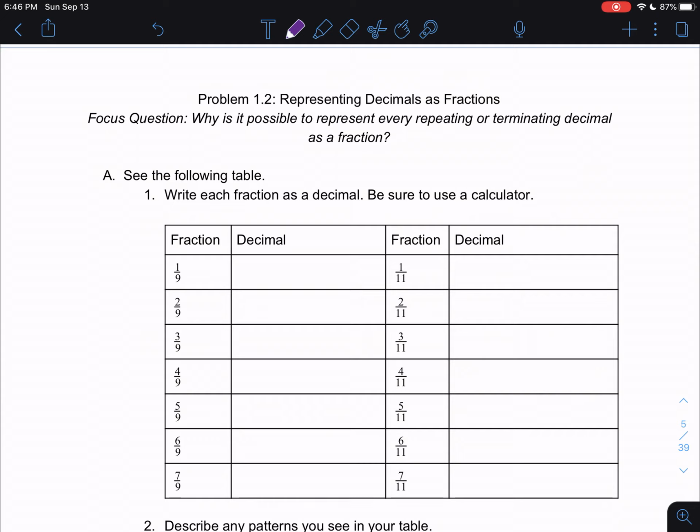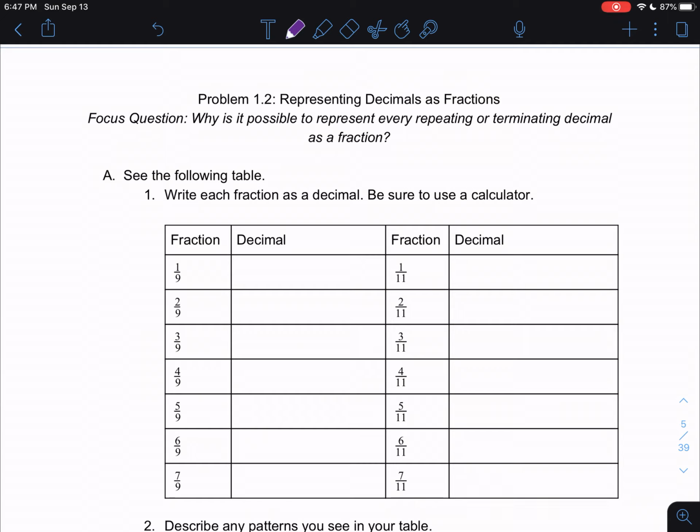So we are moving on to problem 1.2, representing decimals as fractions. Last lesson we talked about identifying the fact that fractions can be written as repeating or terminating decimals. Now we're actually going to be going in the reverse, though it won't feel like it as much. We are going to be looking at decimals and trying to identify the fractional equivalents.